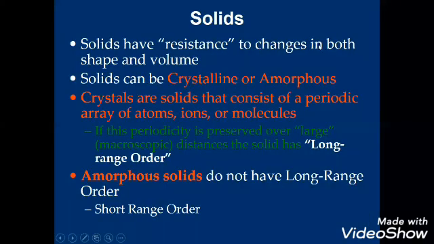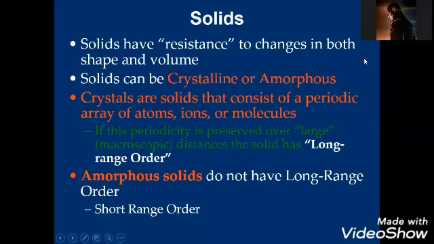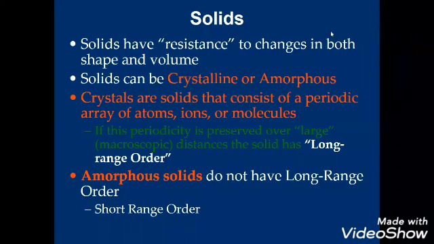So solids have resistance to change in both shape and volume. Solid can be crystalline or amorphous. Crystals are solids that consist of a periodic array of atoms, ions or molecules, and this arrangement is a long range order. That means the particles constituting a crystalline solid follow a definite geometrical pattern which extends from one end of the crystal to the other end. Whereas for amorphous solid, the particles follow a definite geometrical arrangement only over a very short range. Is it clear?